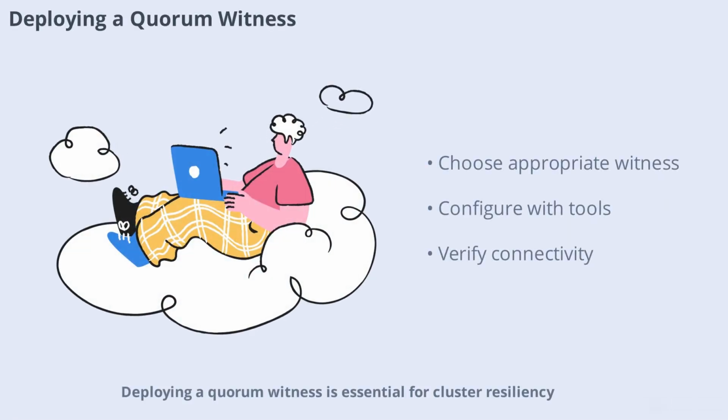Deploying a quorum witness is essential for cluster resiliency. Choose from cloud, disk, or file share witnesses based on your environment. For cloud witnesses, ensure Azure connectivity and proper storage account configuration. Disk witnesses require shared storage accessible by all nodes, while file share witnesses need an SMB share. Configure the witness using Failover Cluster Manager or PowerShell, and verify connectivity and permissions. A properly configured witness ensures your cluster can survive node failures and maintain high availability.